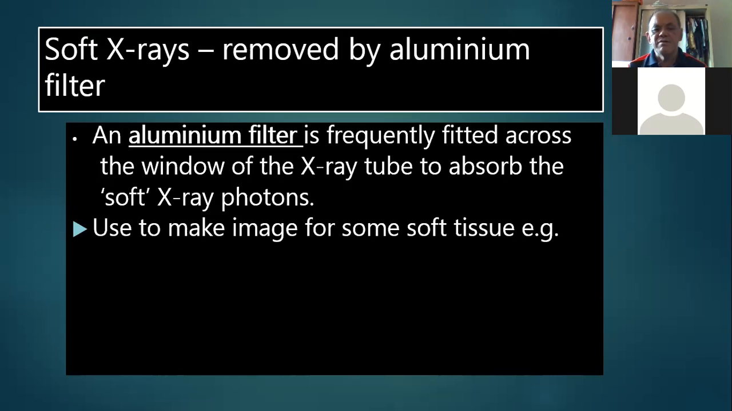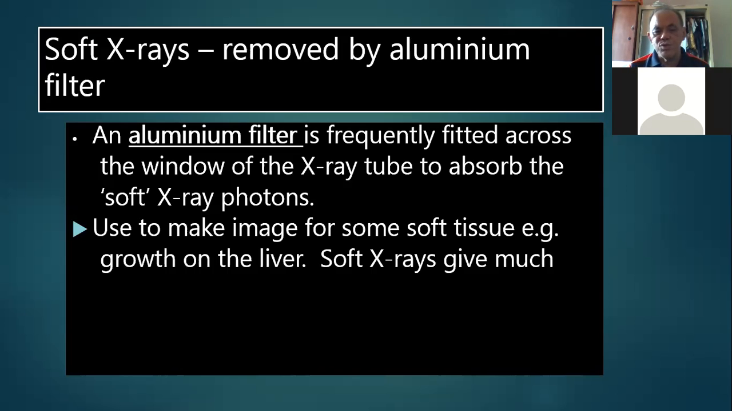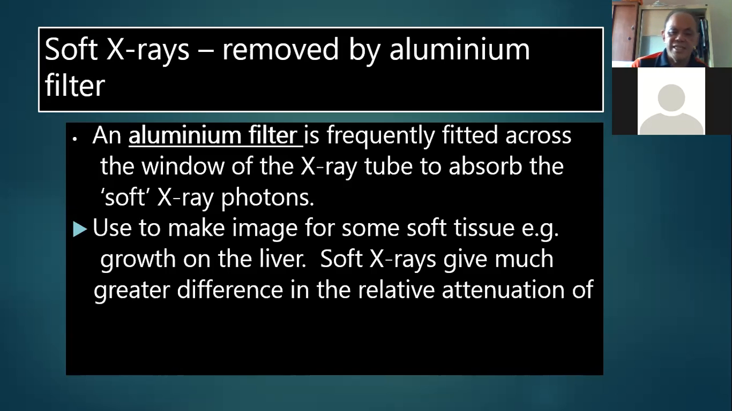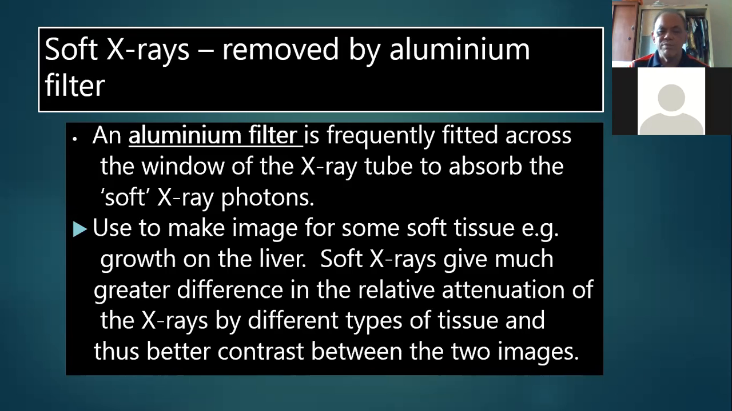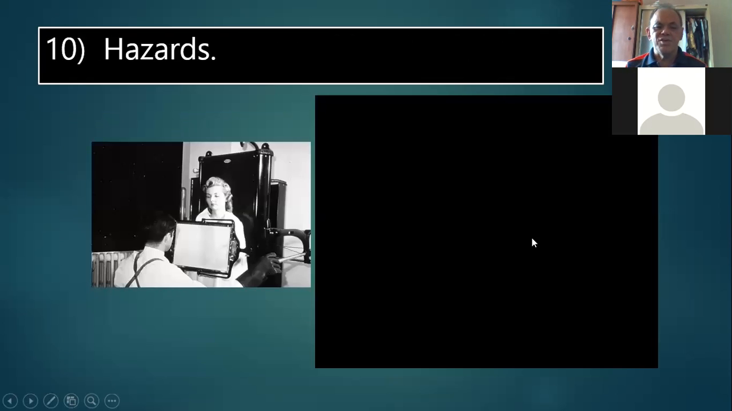Used to make images for some soft tissue, for example, growth in the liver. Soft X-ray can give much greater difference in relative attenuation of X-ray by different types of tissue, and thus better contrast between the two images. So if we want to distinguish the growth in the liver, we have to use soft X-ray. Hard X-ray will just pass through the soft tissue and the tumor, the growth.